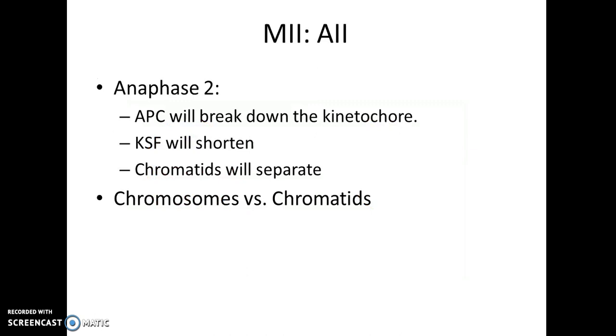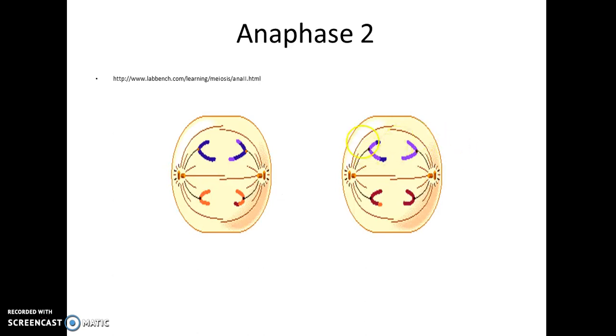Hit pause if you need to. In anaphase 2 of meiosis 2, the APC, anaphase promoting complex, will break down the kinetochore. The kinetochore spindle fibers will shorten, and the chromatids will separate. And here's a picture. Now we start to see that each cell is going to have two chromosomes, which is half of four, and each chromosome is going to be made up of one chromatid. Please draw that picture.